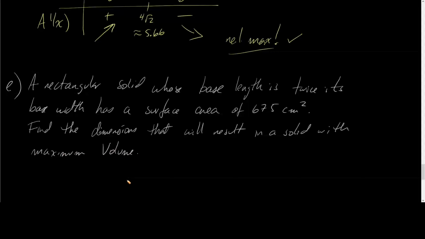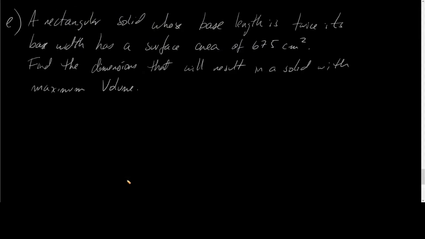All right. Another way of thinking about a problem like this, well, first I'll reread it. It says a rectangular solid whose base length is twice its base width has a surface area of 675 square centimeters. Find the dimensions that will result in a solid with a maximum volume. Okay. Another way of thinking of a problem like this is sometimes they'll phrase it as you have 675 square centimeters of material. Find the maximum box that you can create for that, or the dimensions of the box with the largest volume, given that its base length is twice its base width. All right, or something like that. But the idea is the same.